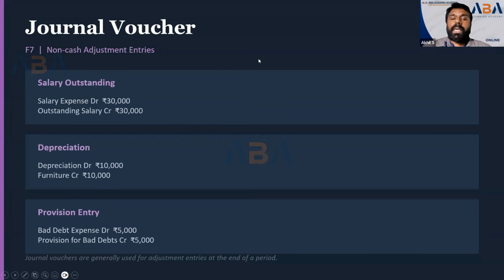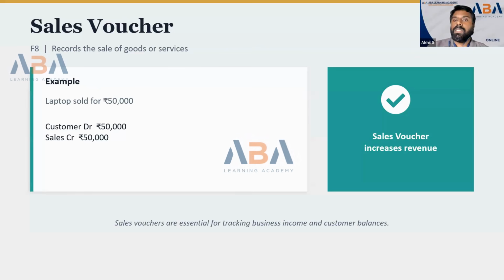I hope it is clear. It is very, very important. You have to understand this before you move forward. So let's see the next one. It is F8, the sales voucher. The sales voucher shortcut key is F8. As the name indicates, we can understand that it covers all the sales transactions. If you are selling an item to a party, whether it is a cash sale or a credit sale, whichever kind of sale, it goes under the sales voucher.